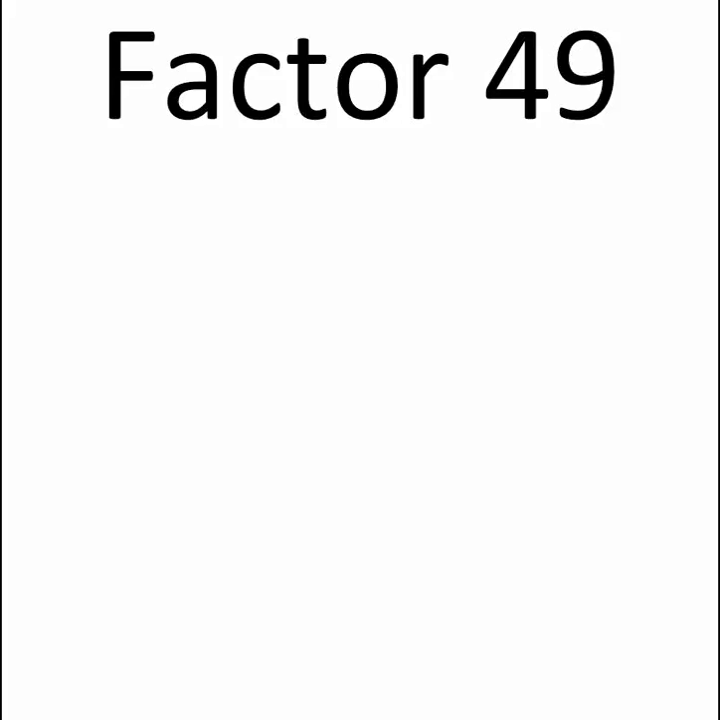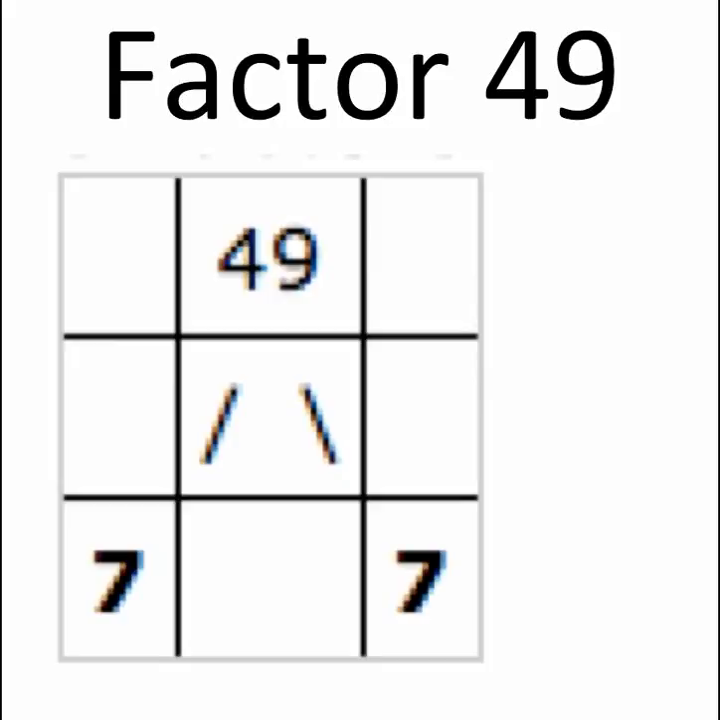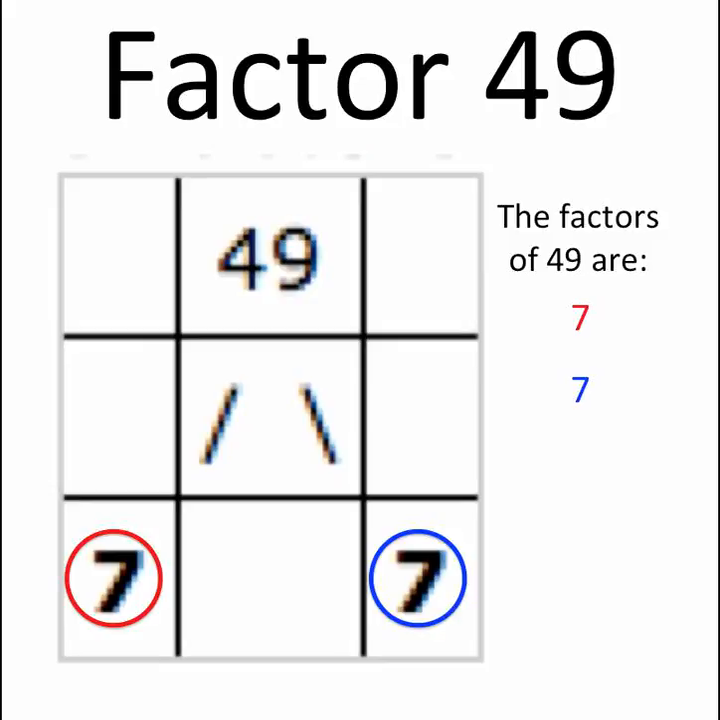To factor 49, my first step is to create a prime factorization tree. That is a tree that shows me all the prime factors of 49. And there is that tree. So I know that the prime factors of 49 are 7 and 7.